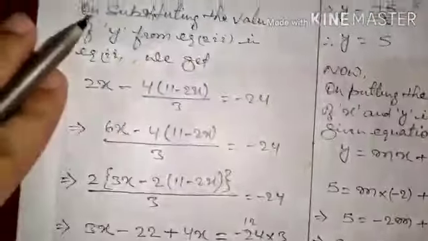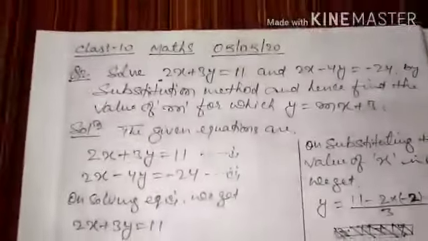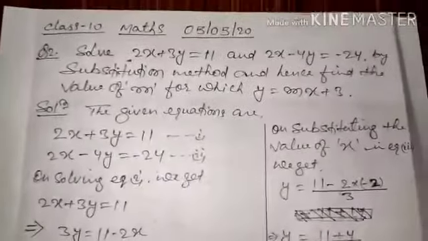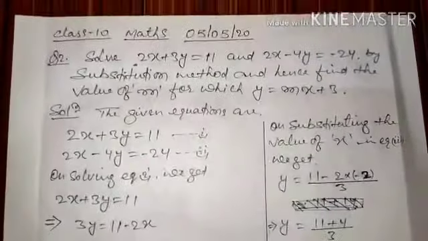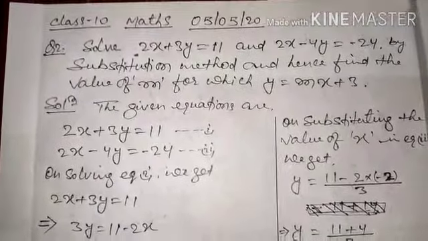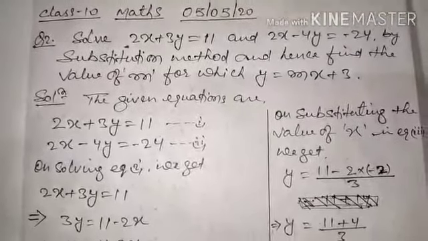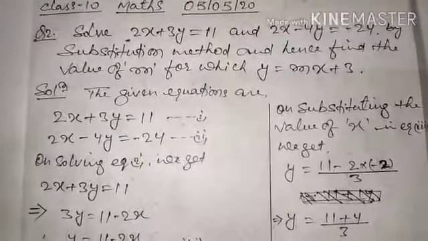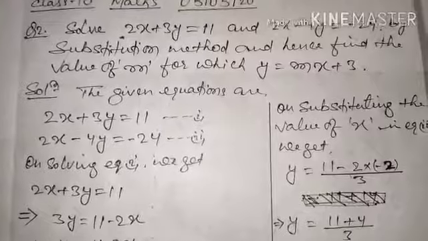Let us see one more problem I have brought up for you people. Now the question is saying, this is I think your NCERT question. Okay, so solve 2x plus 3y is equal to 11 and 2x minus 4y is equal to minus 2 by substitution method, and hence find the value of m for which y is equal to mx plus 3.